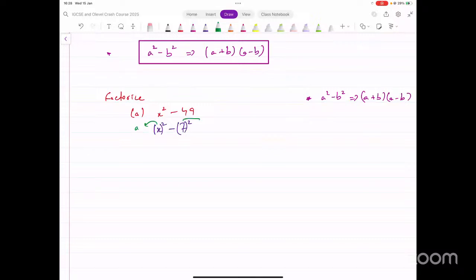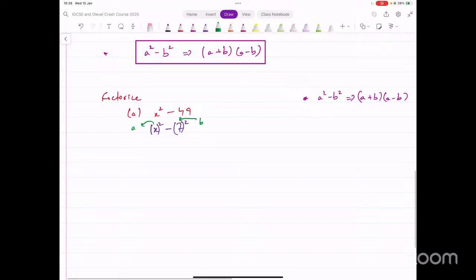In place of b, we've got 7. So when you write it in this form, a plus b into a minus b, what is this going to become? This becomes x plus 7 into x minus 7. So using this identity, we can factorize expressions like this sometimes as well.